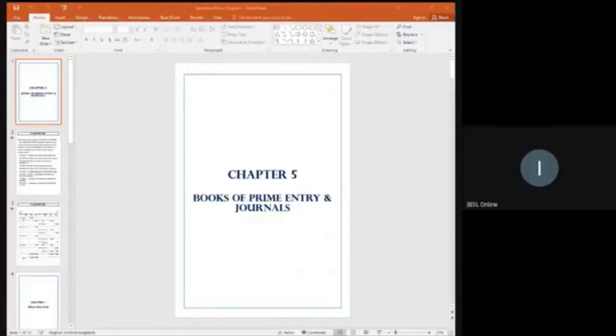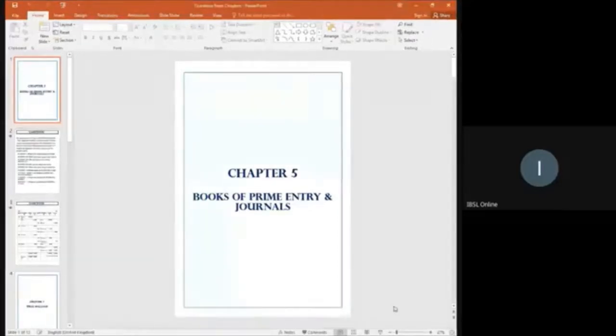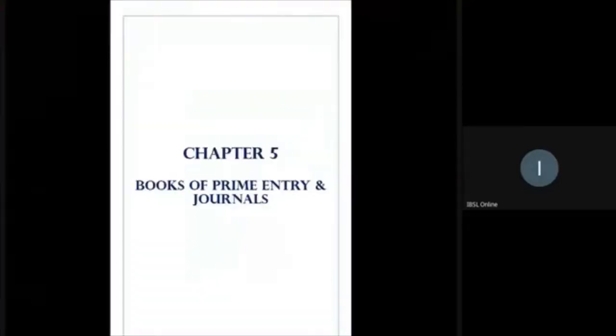Fine. Okay, so let's start. As I told you all last week, we will start with the questions that we had from the chapters that we covered so far. So starting with the books of prime entry and journals, there we had a question on cash book. I just wanted to complete those questions and then move on with the new topic.